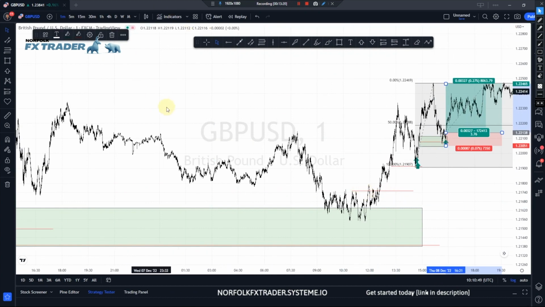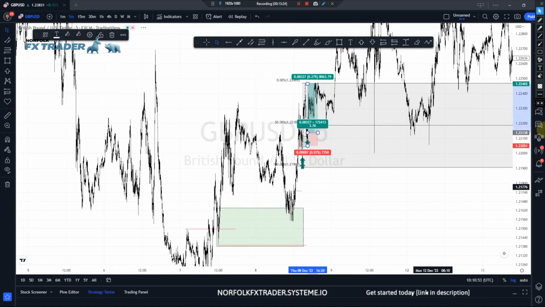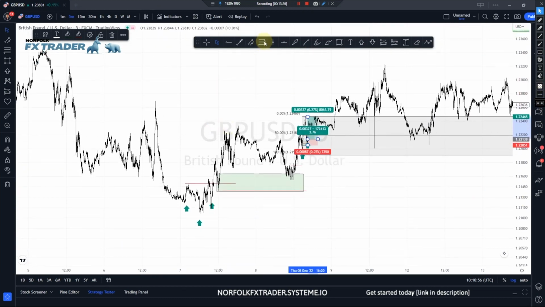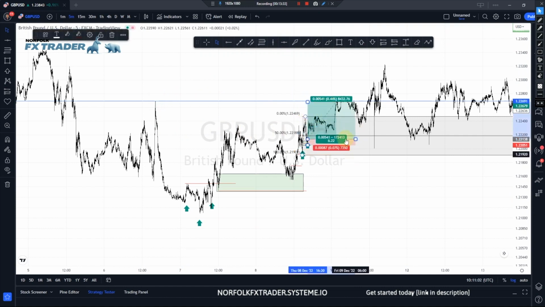Or you could actually go to a higher time frame, which would be the 5 minute on this occasion, and you can look to target your high on a 5 minute, which would be this high here. You can see the market hits that high, over 6-to-1 risk to reward.